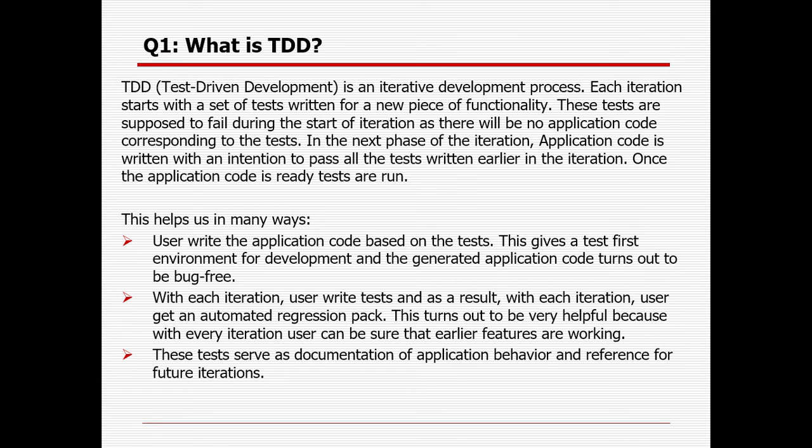Once the application code is ready, the tests will be run. This will help in many ways. The user writes the application code based on the test. This gives a fast environment for development, and the generated application code turns out to be bug free. With each iteration, the user writes tests, and as a result, with each iteration, the user gets an automated regression pack. This turns out to be very helpful because with every iteration, the user can be sure that the earlier features are working. These tests serve as documentation of application behavior and a reference for future iterations.